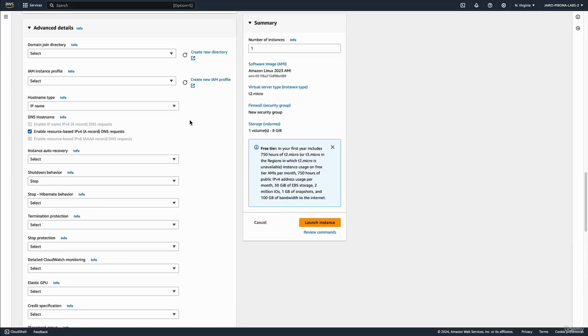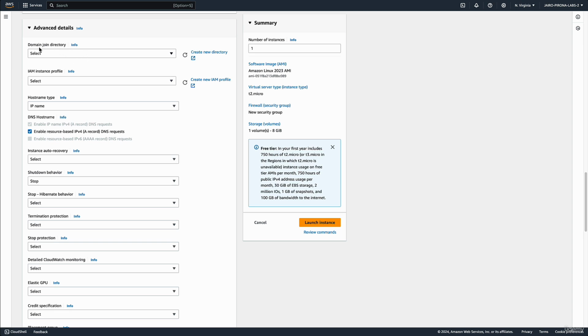Well, continuing with the previous class, we come to the advanced details. These options that we will see here are not mandatory, which means that it is not necessary to configure them to launch the instance as such. However, it is good to know what each of these options are for.